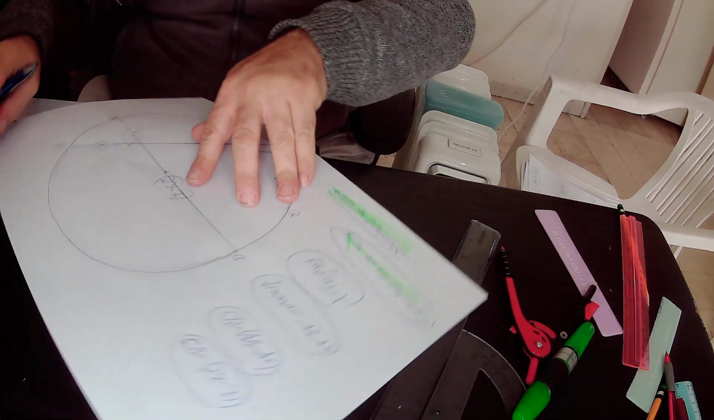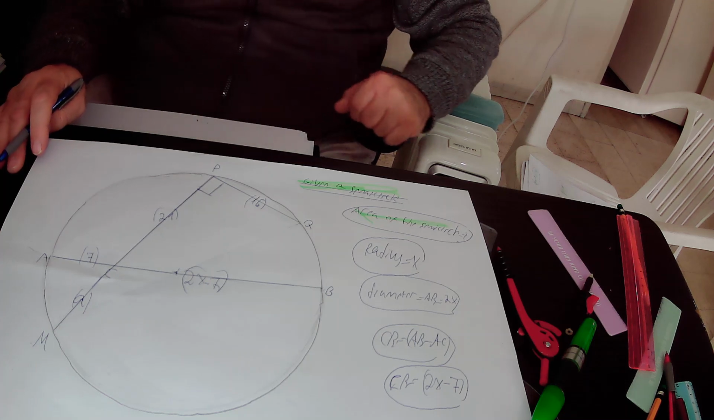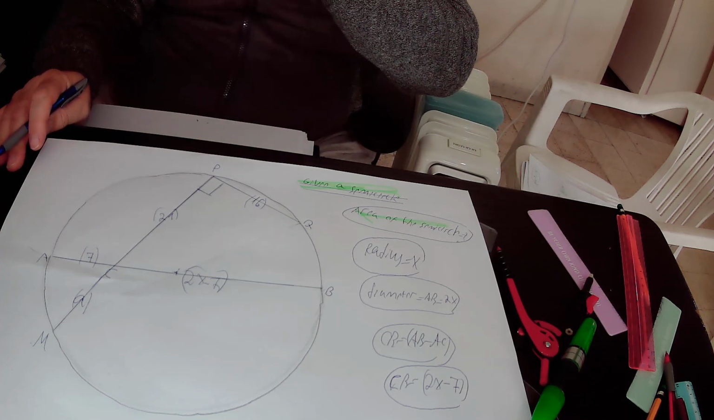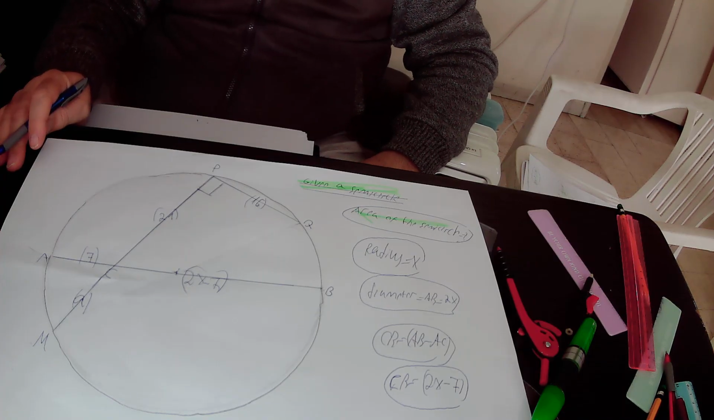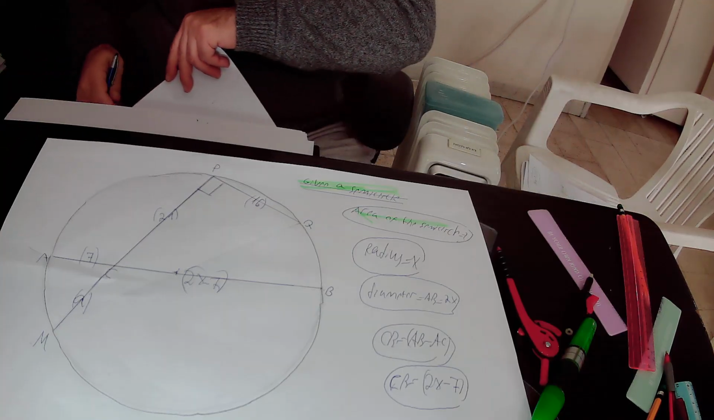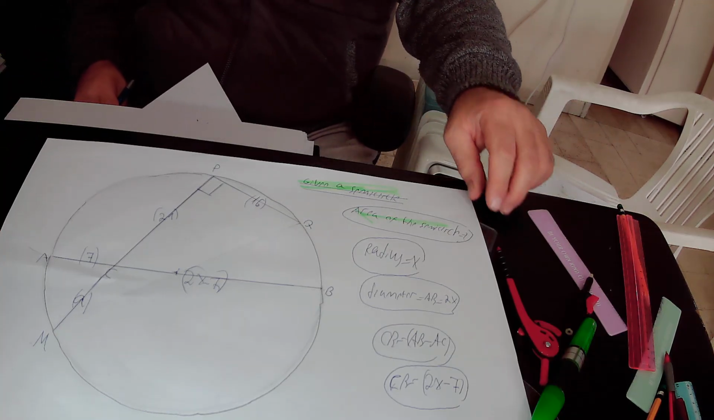So here we can implement rule 65. That is about two chords that intersect each other inside the circle. So let me quickly repeat rule 65.